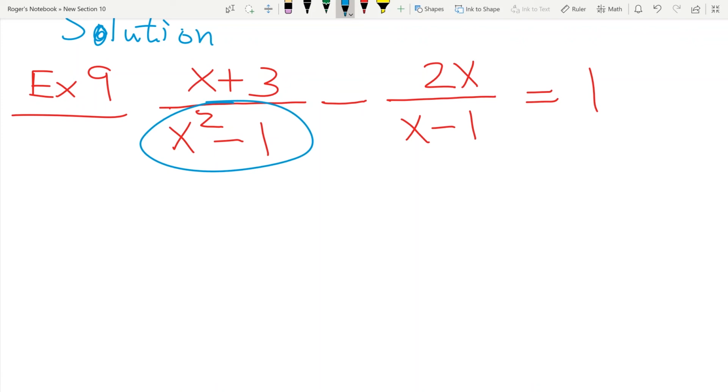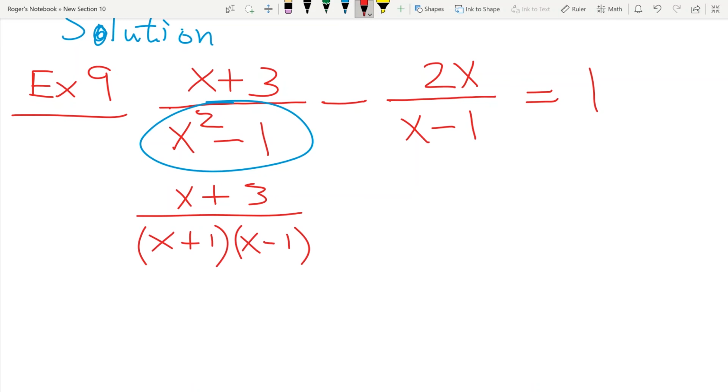Well, you say is 1 a square? Yeah, 1 squared is 1, isn't it? 1 can be written as 1 squared. So this is x squared minus 1 squared, which we'll factor as x plus 1 times x minus 1. Make sure that everything is in factored form before you head off to find the LCD. So this guy will be x plus 3 divided by x plus 1 times x minus 1, minus 2x over x minus 1 equals 1.